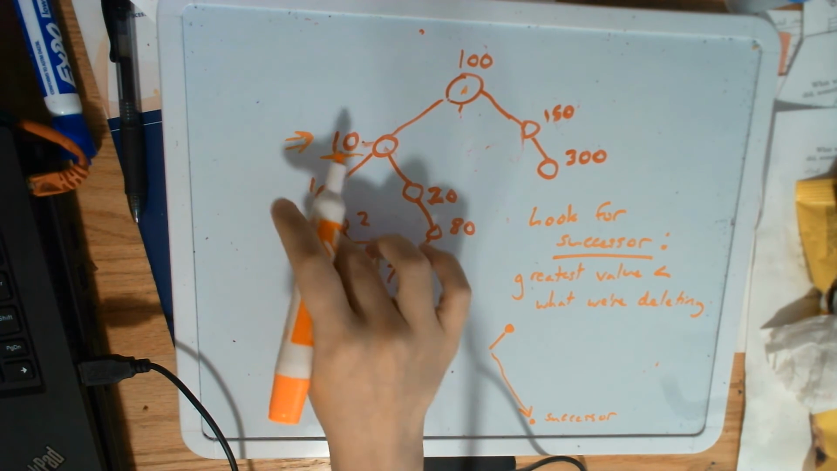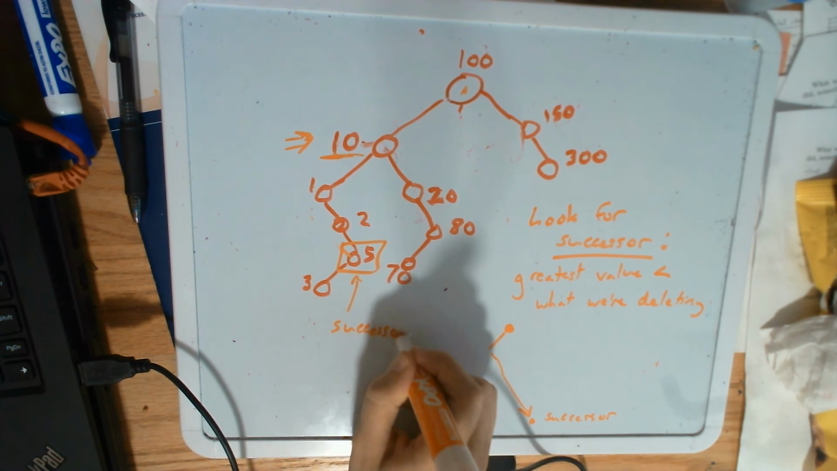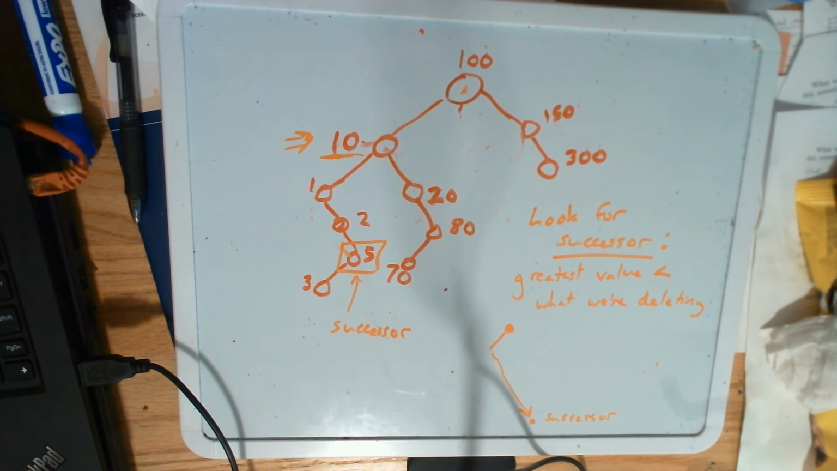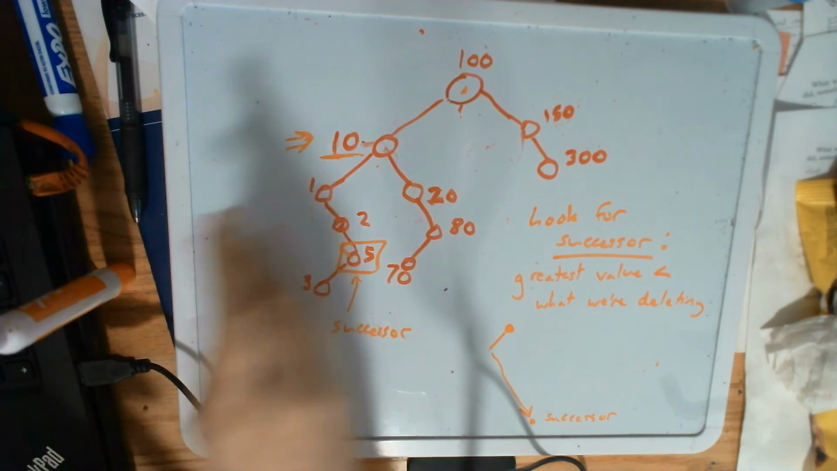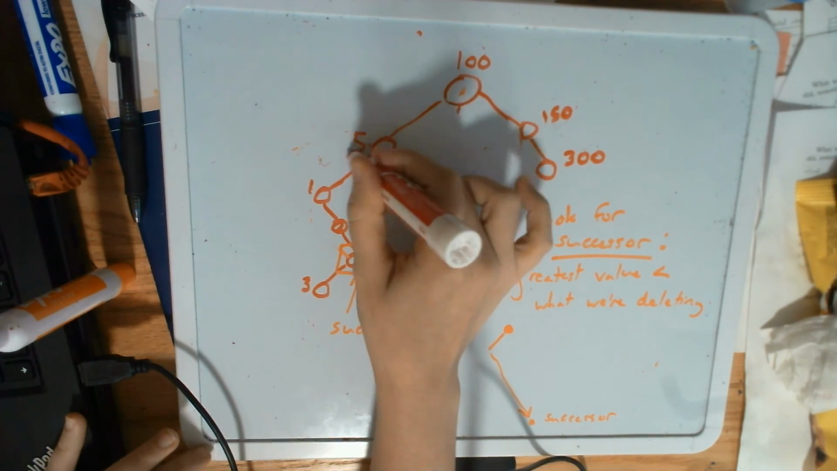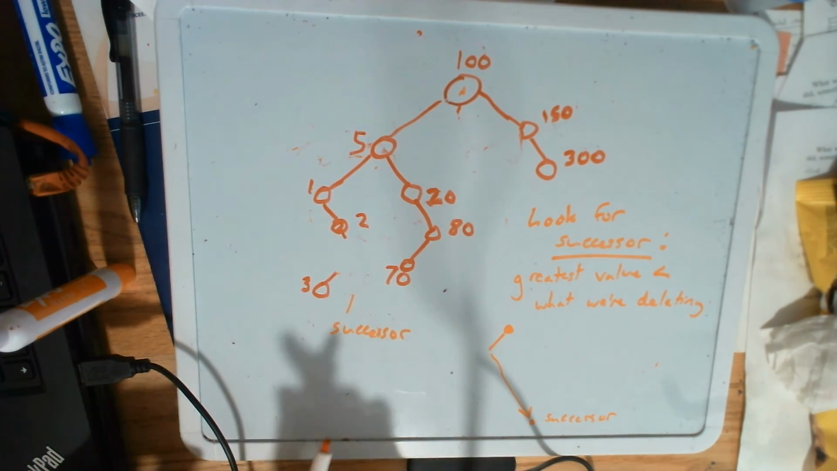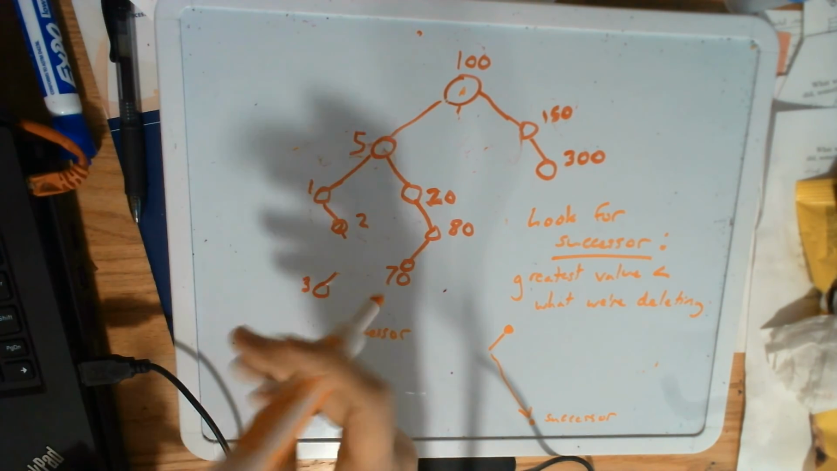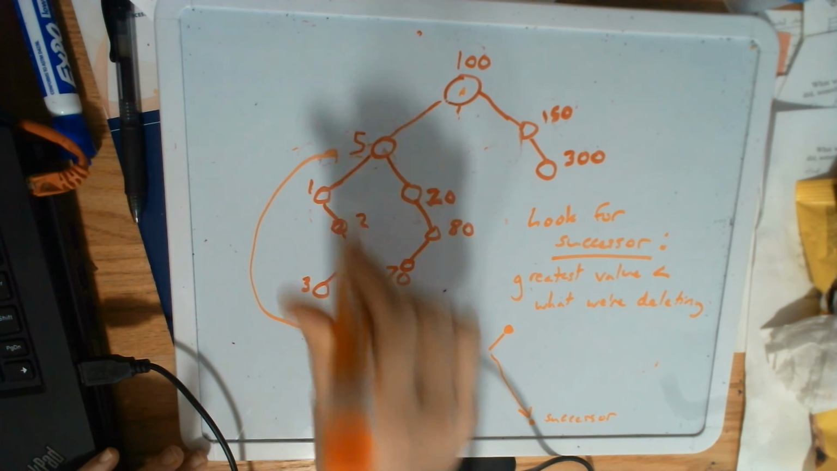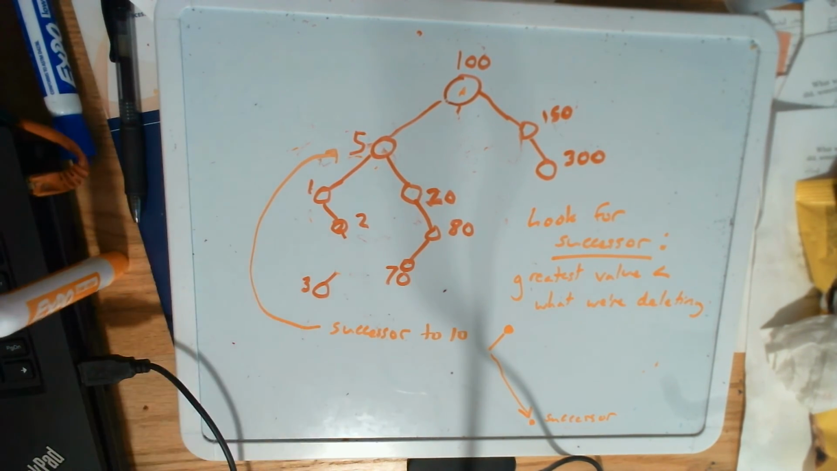So 5 is our successor. So somehow we want to move 5 up here. So let's go ahead and do that. I'll replace this 10 with a 5 and get rid of the 5 down here. So now that 5 is the successor to 10, so we replaced the 10 with it.